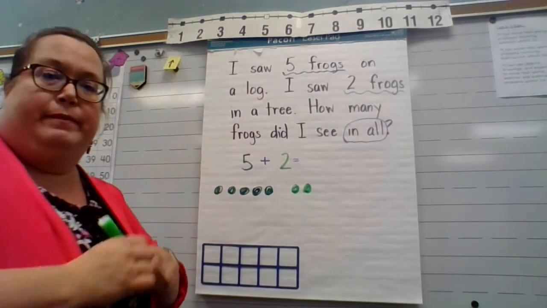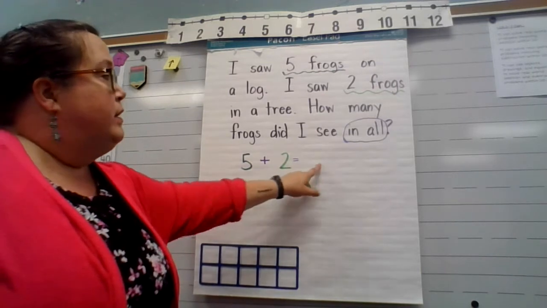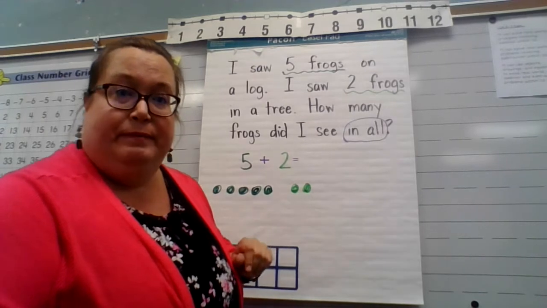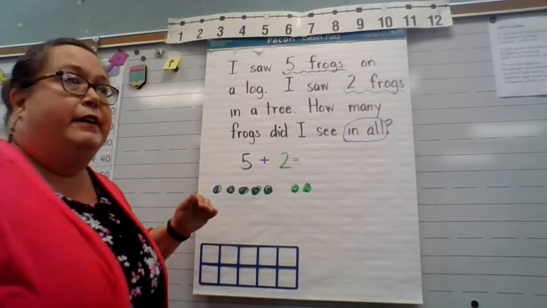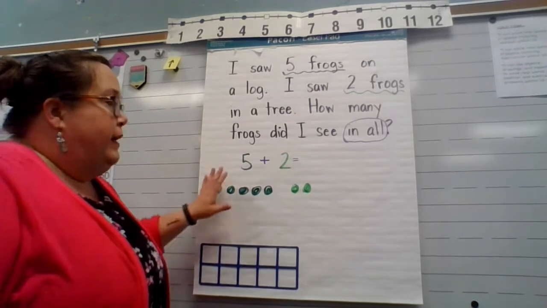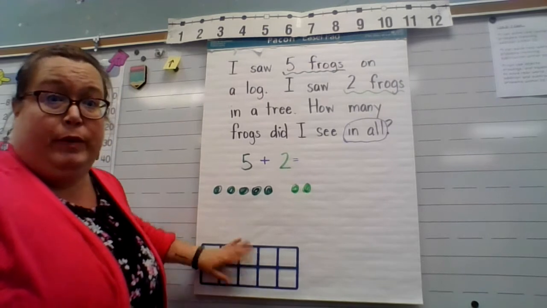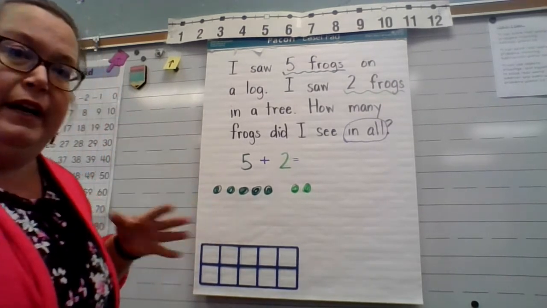See, super quick. Now to get the answer, to get what 5 plus 2 equals, what number goes here, we would just count all the dots. Okay? And using the 10 frame is very similar to drawing a picture. And if you don't have a 10 frame, you can always draw one. Remember that.